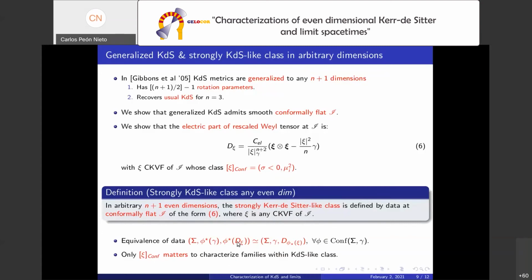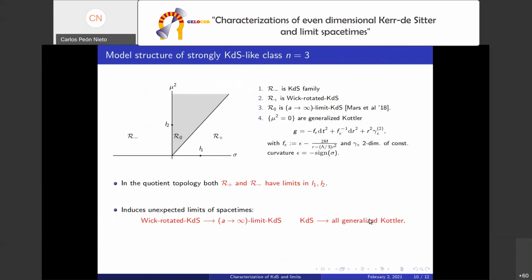Likewise, as in the four-dimensional case, we still have the same equivalence of data for every conformal transformation, which is again translated into the fact that only the conformal class of psi matters to characterize families within the Kerr-de Sitter-like class. So to understand a little bit the structure behind this class, let me start with the n equal to 3 case.